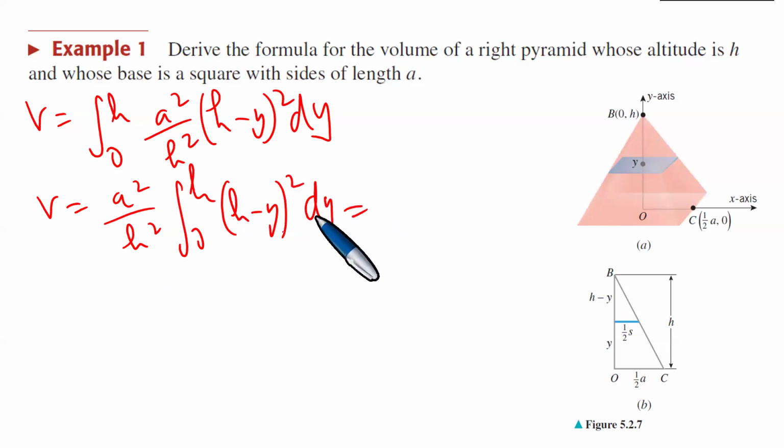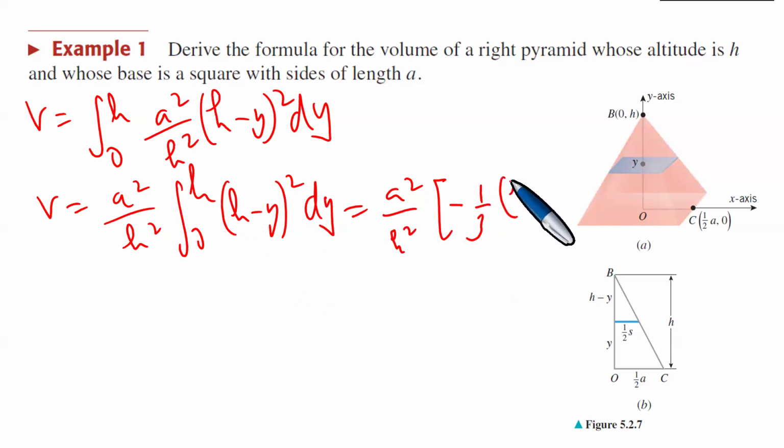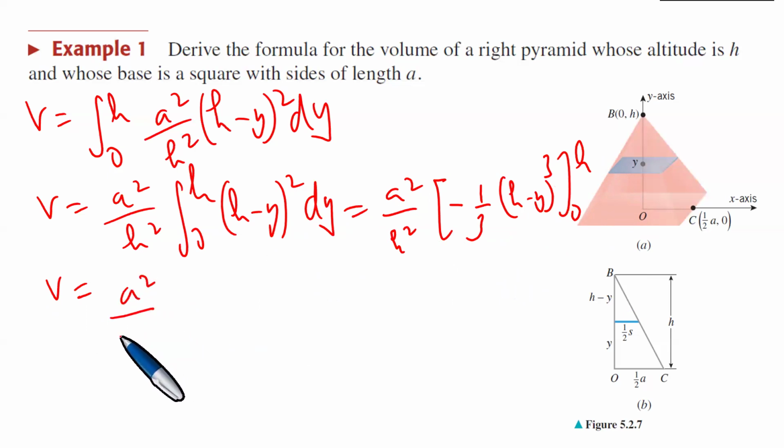Now we integrate this one here. So this is A squared over H squared. The negative is going to come out when we integrate, and because of the 2, we divide by 2 plus 1, giving us a 3: H minus Y cubed from 0 to H. This is not a typical sort of problem you'll find.